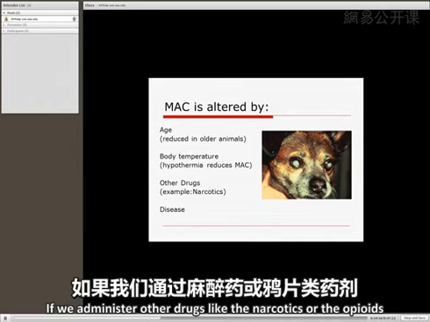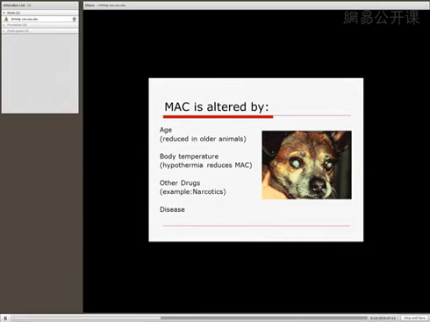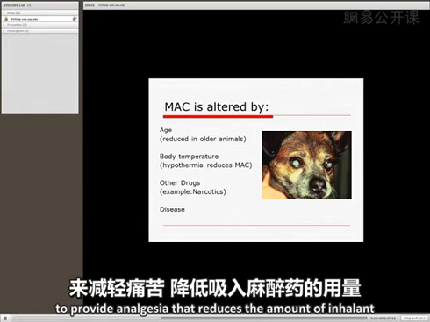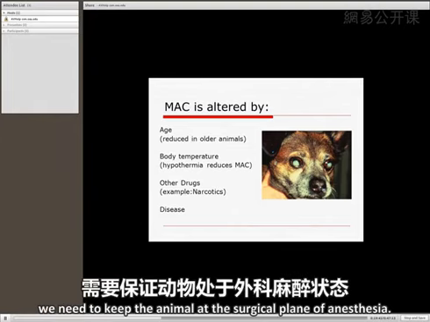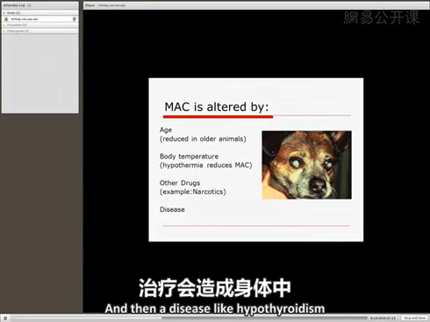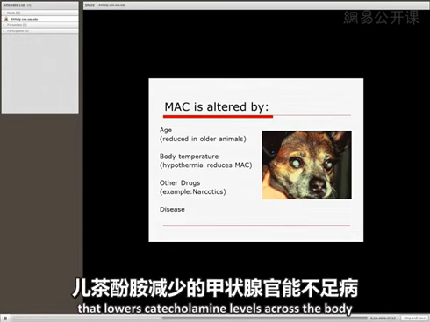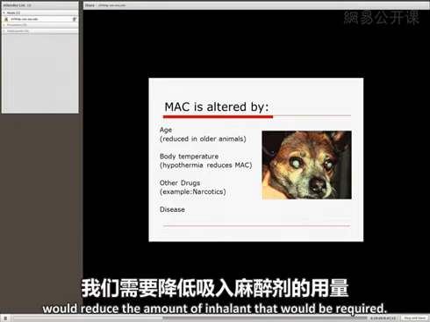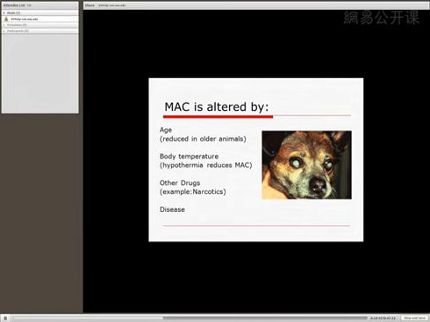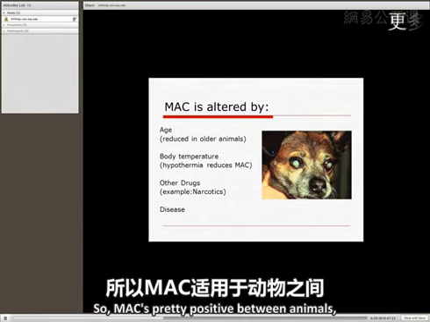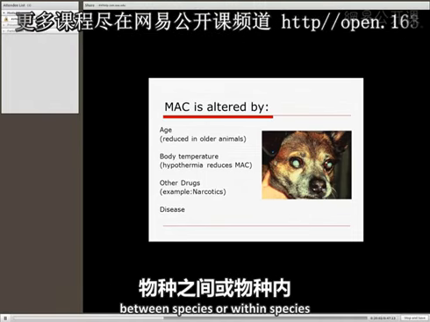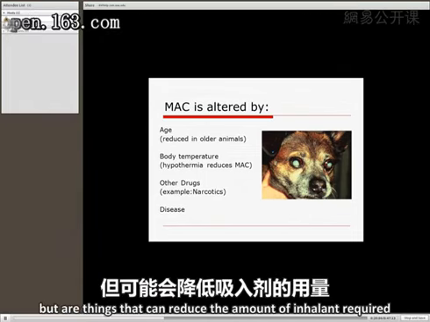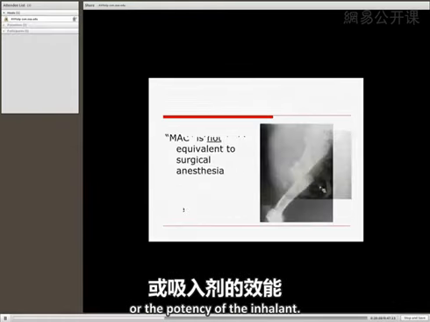If we administer other drugs like the narcotics or the opioids to provide analgesia, that reduces the amount of inhalant we need to keep the animal at a surgical plane of anesthesia. And then a disease like hypothyroidism that lowers catecholamine levels across the body would reduce the amount of inhalant that would be required. So MAC's pretty constant between animals, between species or within species, but there are things that can reduce the amount of inhalant required or the potency of the inhalant.